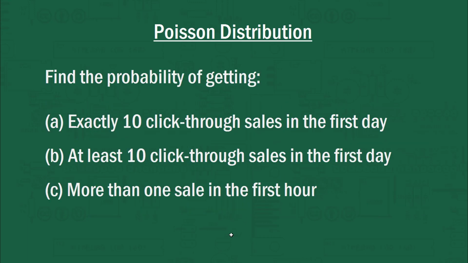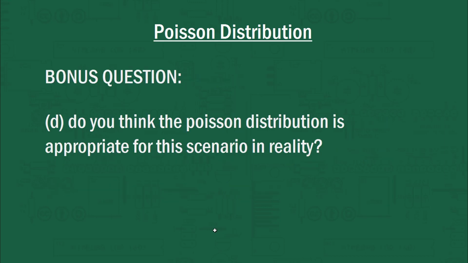Now I've got 3 questions for you, and I'm hoping that you can pause the video here and give these a go and then see if we get the same answer. But we're after the probability of getting exactly 10 click-through sales in the first day, at least 10 click-through sales in the first day, and then more than 1 sale in the first hour. So see how you go with those. And I'm also going to give you a bonus question. Do you think the Poisson distribution is actually appropriate for this scenario in reality? So hopefully you can think about those assumptions and figure out whether they would hold in this case.